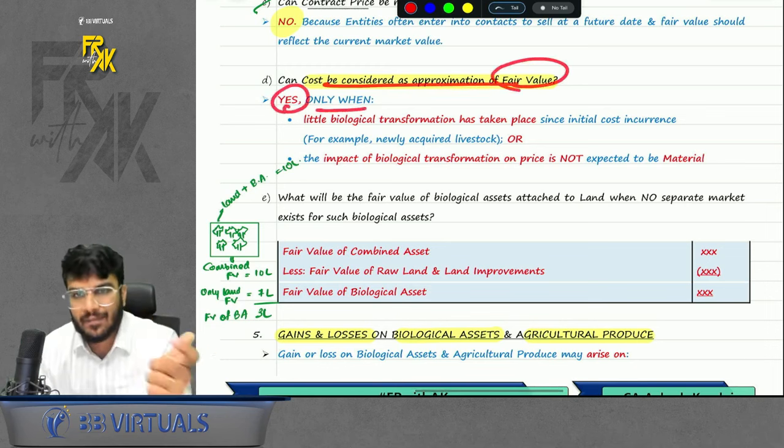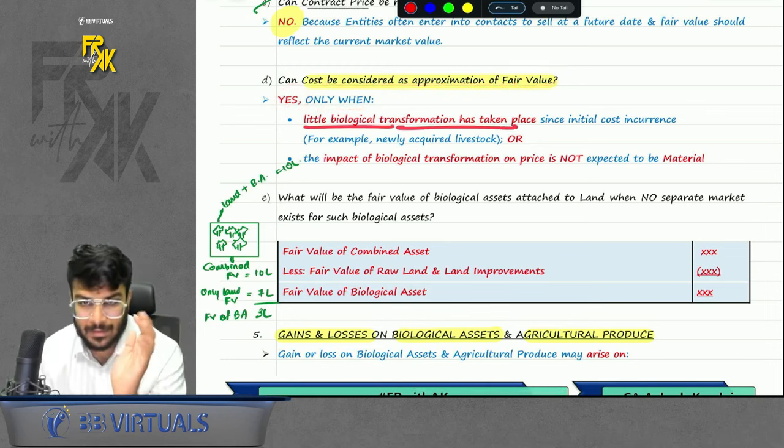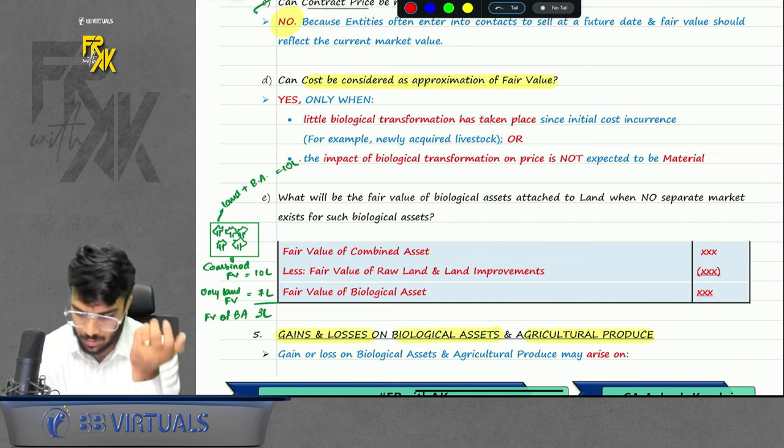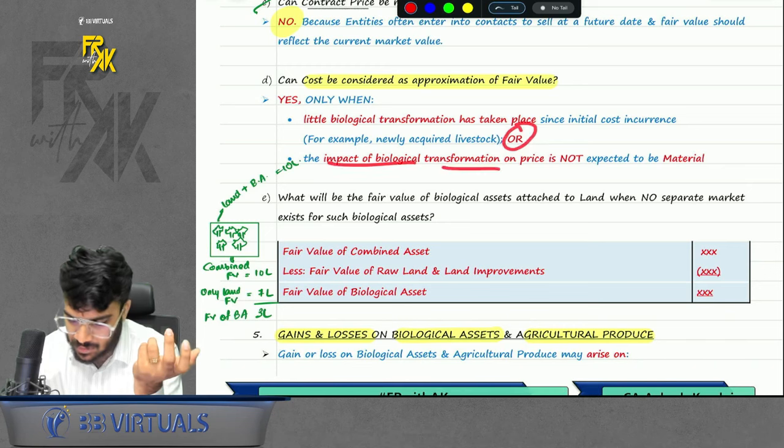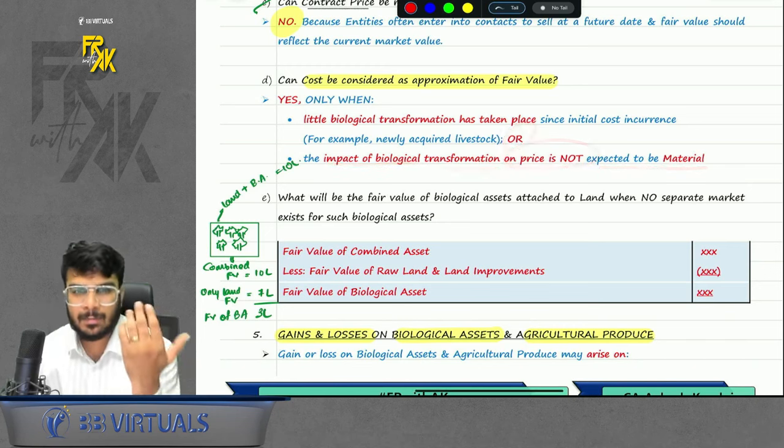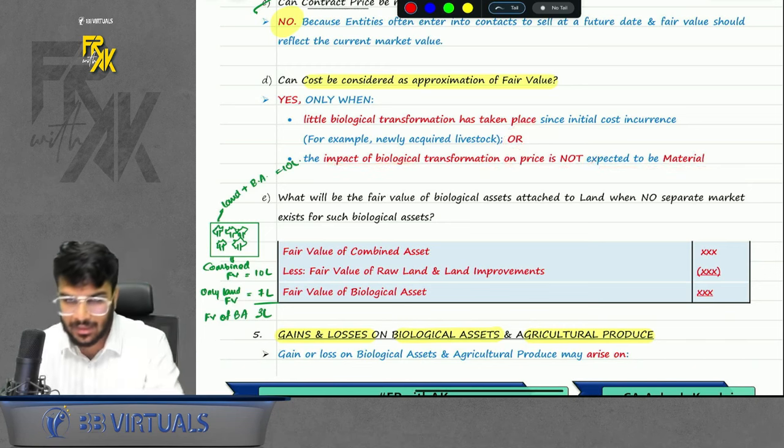The answer is yes, only when little transformation has taken place, only a little period has lapsed, or the impact of transformation on price is not expected to be material. That means the price does not change year on year. In that case, you can consider it.